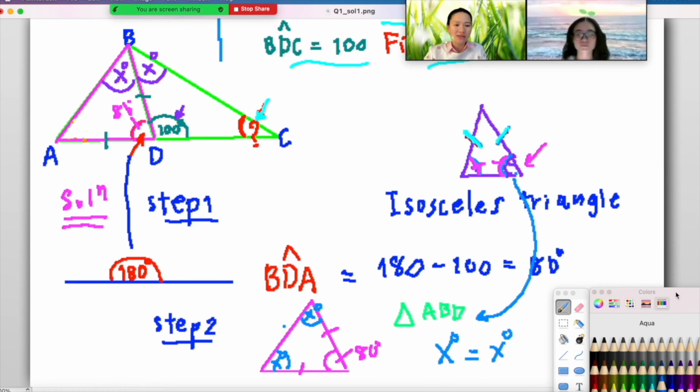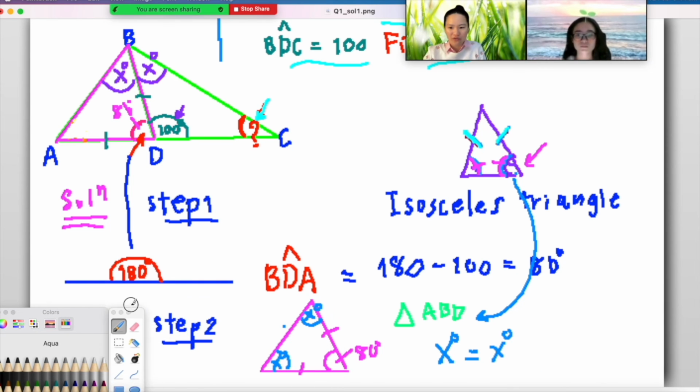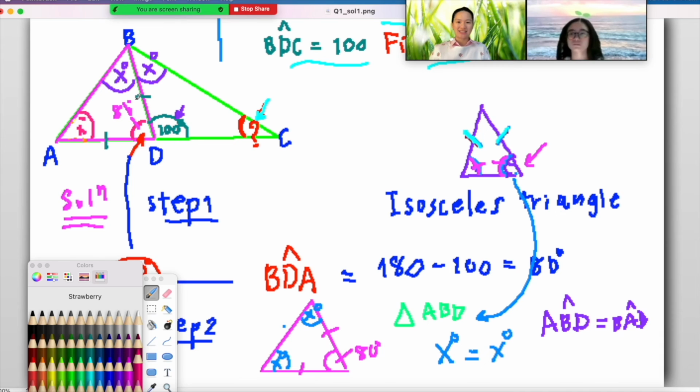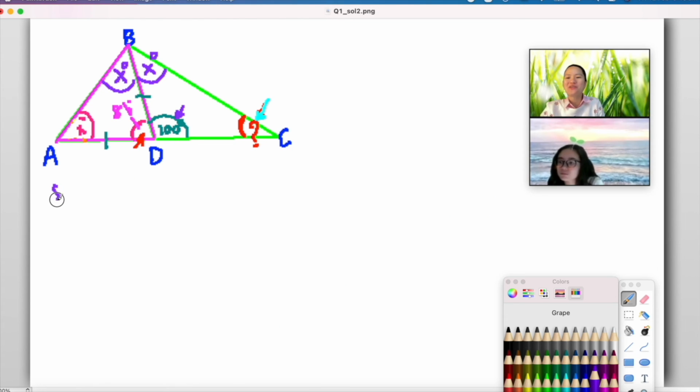But now let me write down here properly for you from step 2. That means ABD equals BAD. Okay, you are in step 2 already. You know that this one equal x as well. And step 3, we would like to find x. Leila, we go next to step 3. We're going to find x, the value of x.